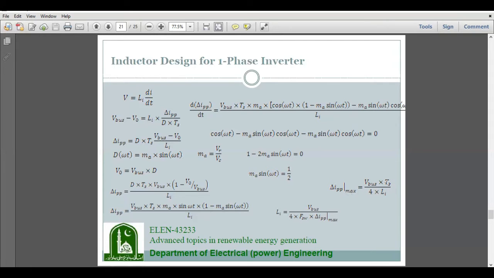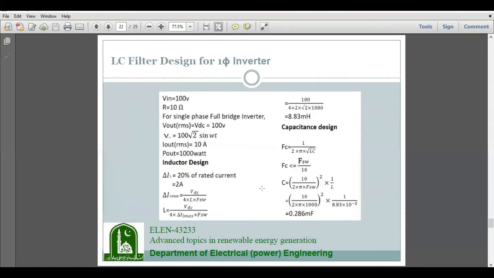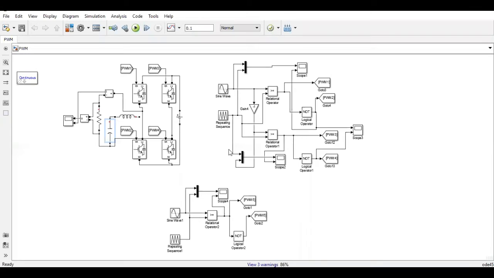The reciprocal of the switching time is the switching frequency, and this is Li. And we can calculate Li from this expression. Similarly, we can calculate the capacitance of the LC filter. So for this data, the calculated value of the inductance is 8.83 millihenries, and the calculated value of the capacitance is 0.286 millifarads. So we can do the MATLAB implementation of this single phase inverter.